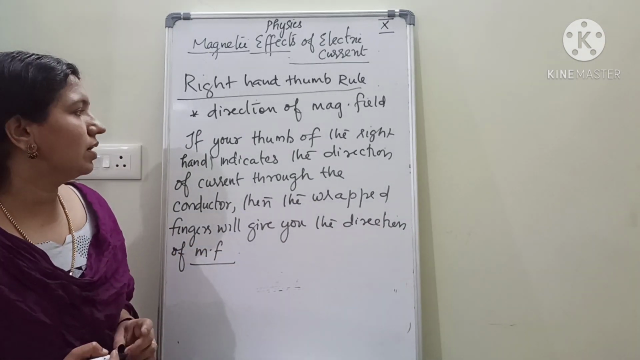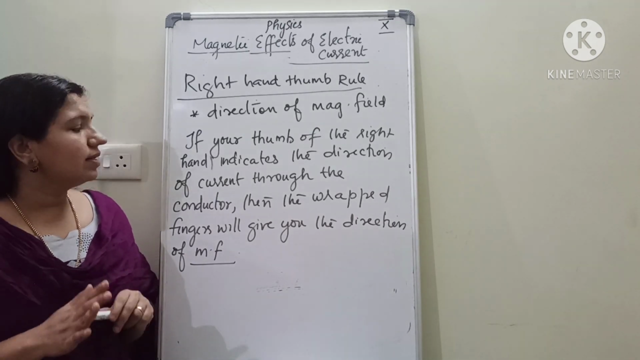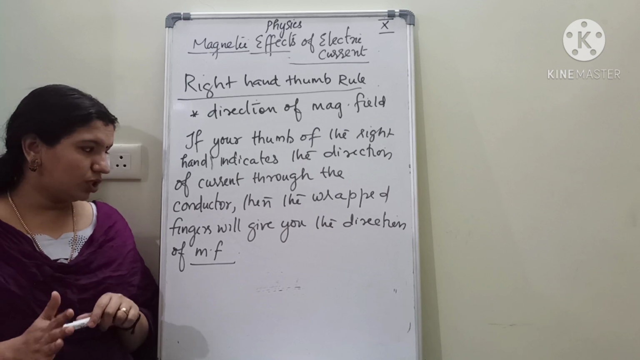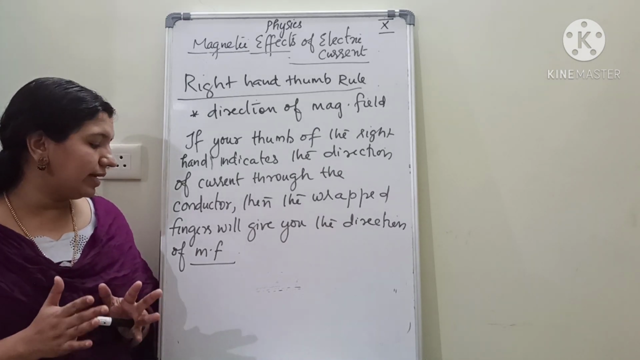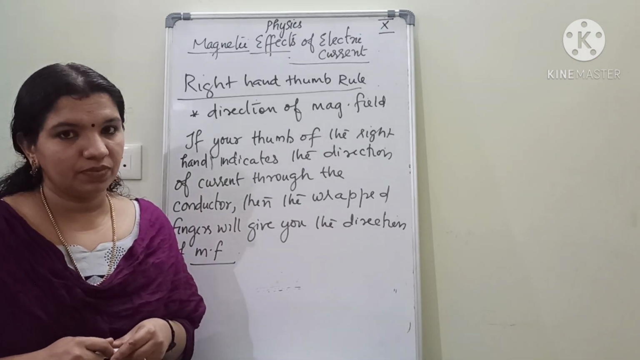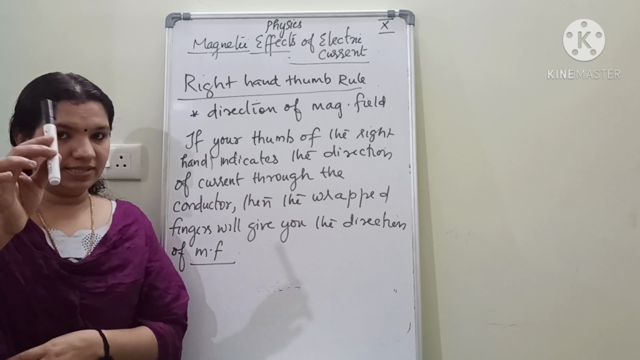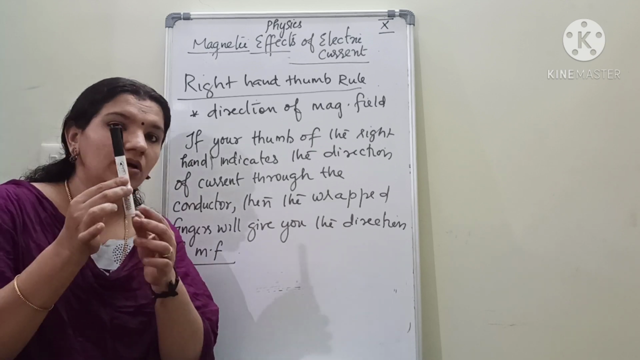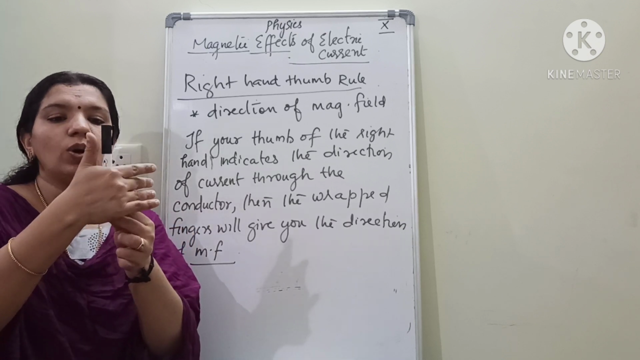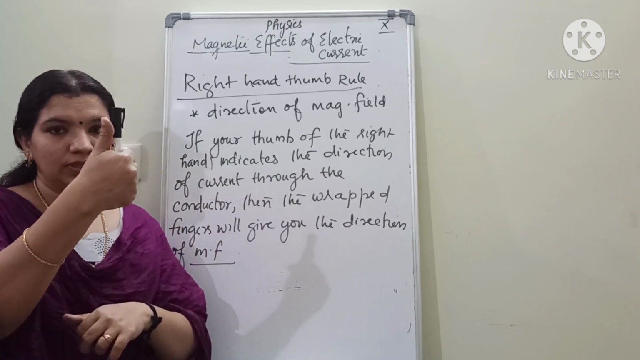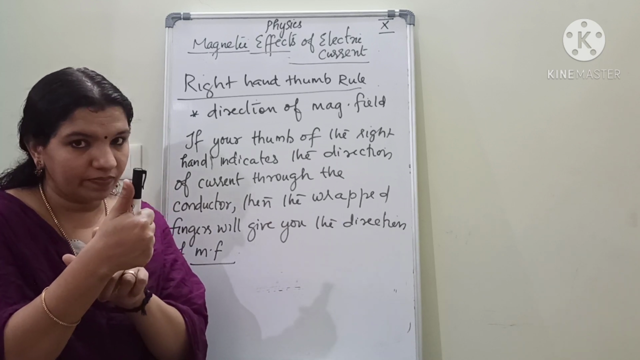So the rule is, if the thumb of your right hand indicates the direction of current through the conductor, then the wrapped fingers will give you the direction of magnetic field. Very simple, just understand the rule. This is your straight conductor. You hold it like this. You have to use your right hand.